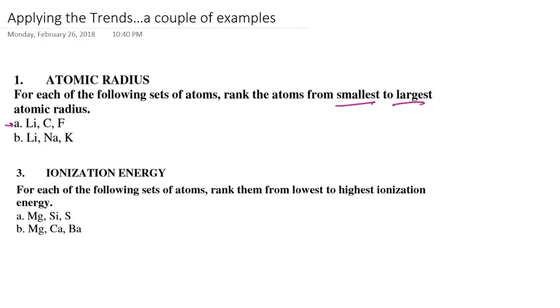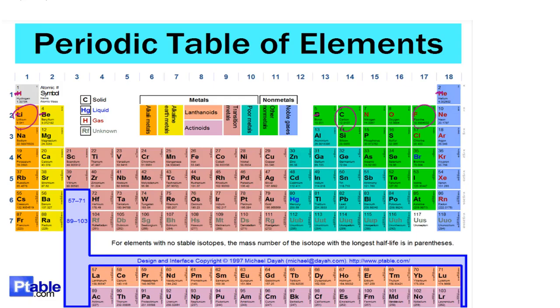And so that means that the smallest atom in this list should be fluorine, and then the next largest should be carbon, and then the largest of this particular list should be lithium. All right, so again, from smallest to largest, it should go this way, with fluorine being the smallest, with the more positive nucleus, then carbon, then lithium.